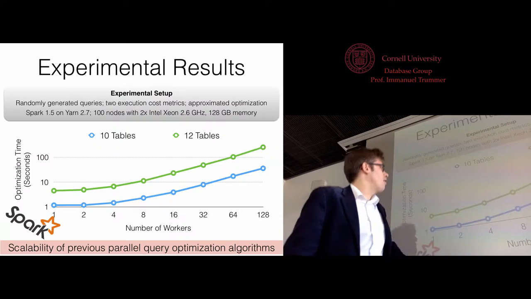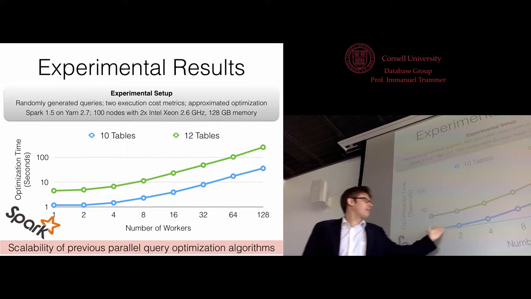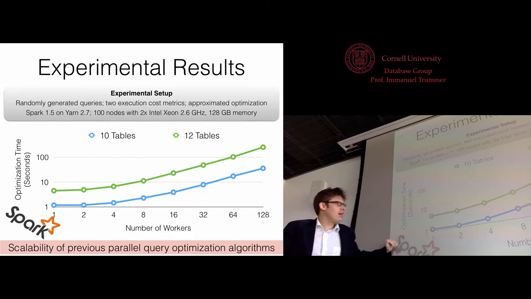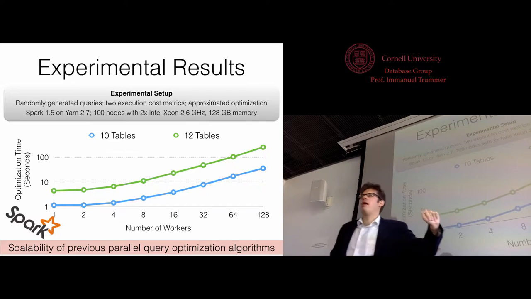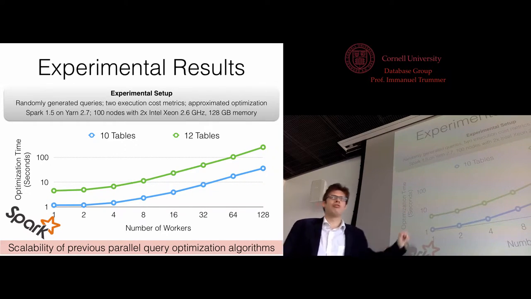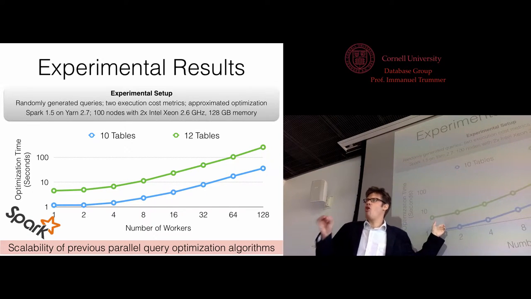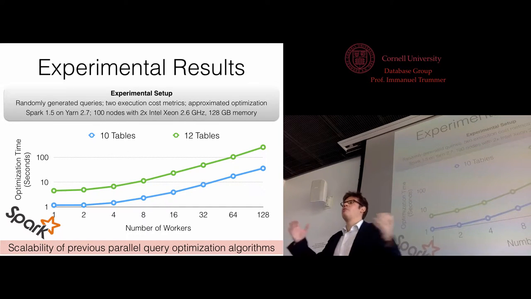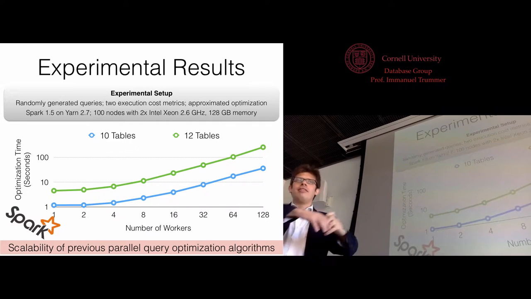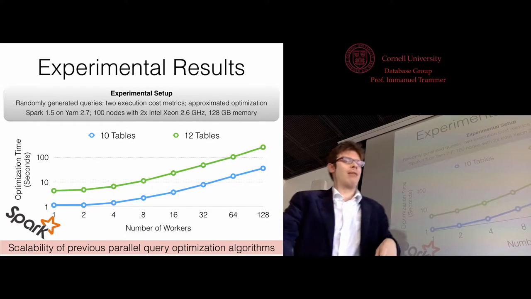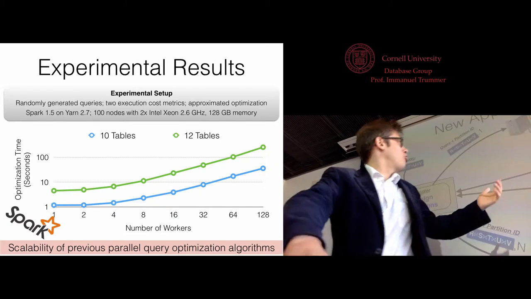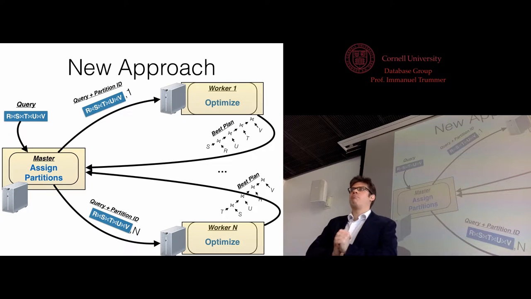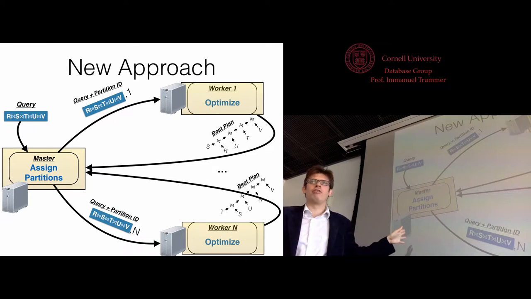I've also implemented it using Spark, and I have tested scalability in a large cluster with more than 100 nodes. On the x-axis, you see how we increase the degree of parallelism, and on the y-axis, you see optimization time. And now you actually see that precisely the opposite happens of what you want to happen, because as we increase the degree of parallelism, optimization time actually increases as well, since the amount of network traffic increases with the number of workers. So this approach does not work in shared-nothing architectures. If you want to exploit massive degrees of parallelism, then we have to do it quite differently.